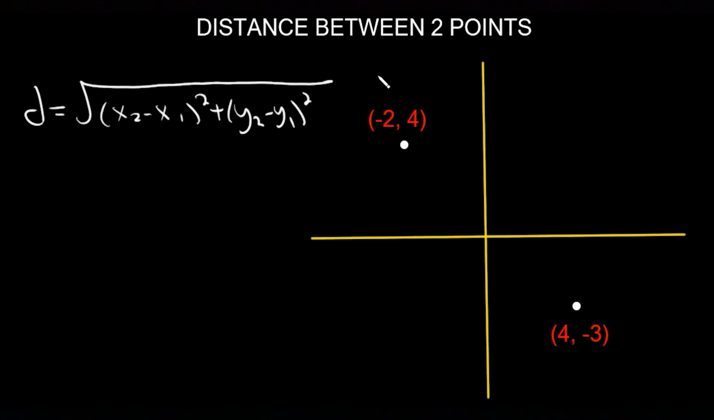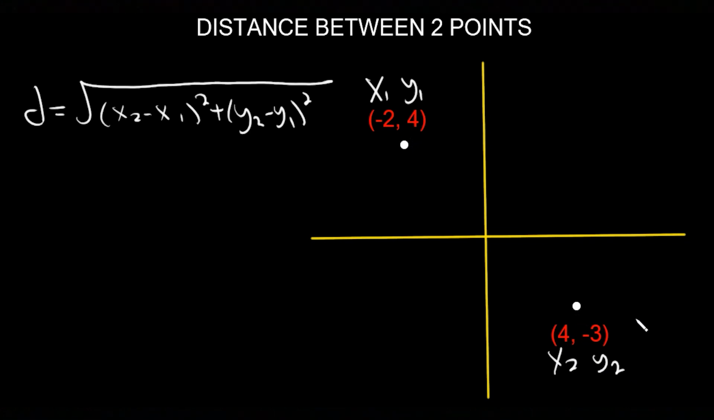But what you don't want to do is say this is going to be x1 and then call this y value y2. That's going to be incorrect. You have to keep your 1s and 2s together, okay? So for example, if I call this x value x1, that means this y value has to be y1. And as a result, this will be x2, y2.